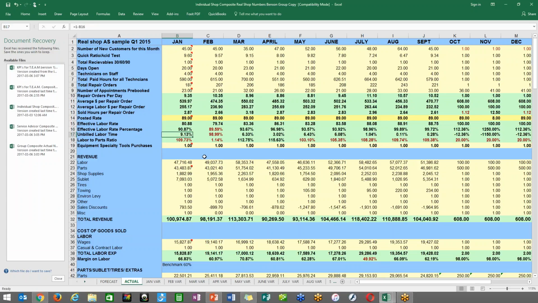The unbilled labor time relates to that exact same number. There's actually 3 different ways of looking at effective labor rate. I don't want to get into all of that right now, but there's 2 ways really of looking at it right here. One is that the shop actually collected $80.88 per hour of the 89, or they only sold 90% of their time. That would mean that 9.13% of the dollars were lost, effective labor rate per hour, or effective how much you sold of your actual labor time. So this shop sold 90% of its labor, which is not bad. They only lost 9% of the hours. So again, there's 2 different ways of looking at that. The fixes are the same.